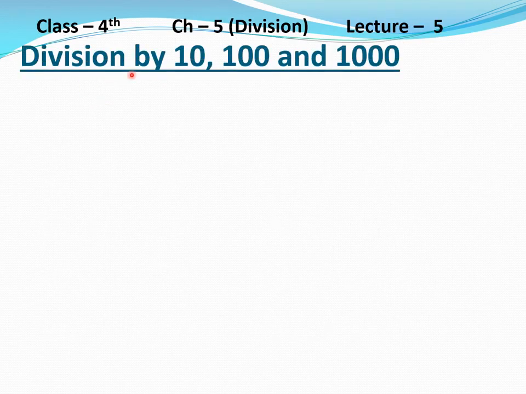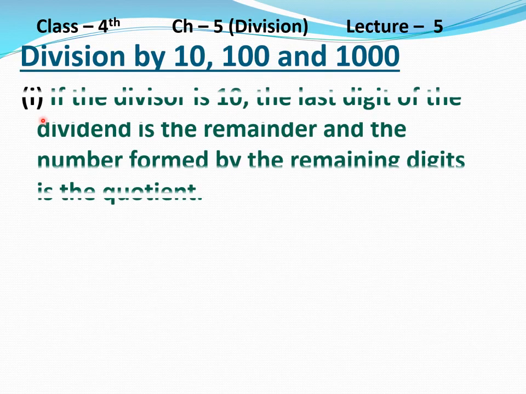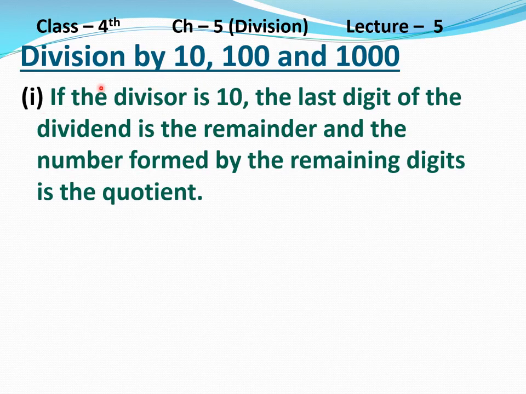Now, division by 10, 100 and 1000. First, division by 10. See, if the divisor is 10, the last digit of the dividend is the remainder and the number formed by the remaining digits is the quotient. If the divisor is 10, the last digit of the dividend is the remainder and the number formed by the remaining digits is the quotient.